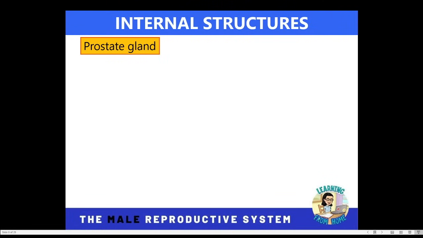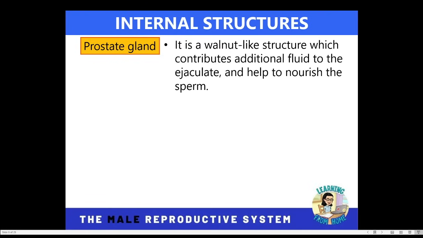Next, you have the prostate gland. Maybe you have heard of the term prostate cancer, which is one of the most common types of cancer in males. Prostate gland, it is a walnut-like structure which gives additional fluid to the sperms. It helps nourish the sperm. Okay, tandaan po natin itong mga sperm na to, without the fluid, they cannot swim. They will die because all of the nourishment comes from the fluid.